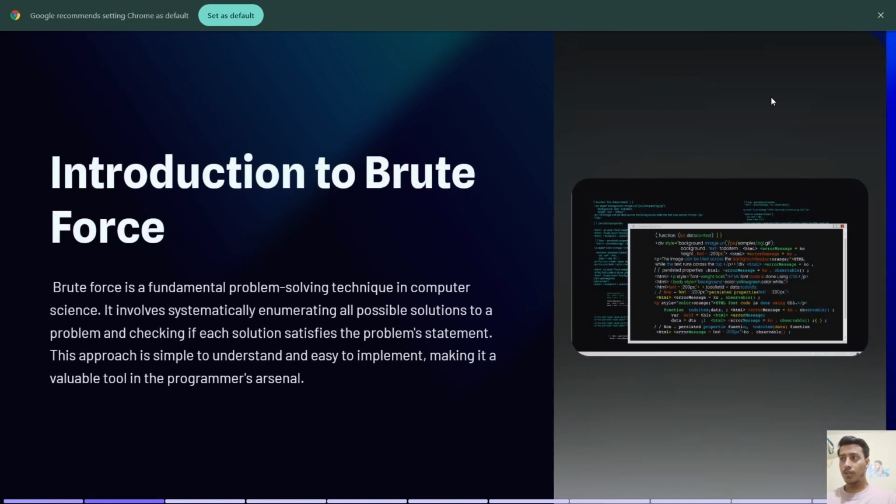So we will look upon brute force. So here is an introduction about brute force. Brute force is a fundamental problem solving technique in computer science. It involves systematically enumerating all possible solutions to a problem and checking if each solution satisfies the problem statement. This approach is simple to understand and easy to implement, making it a valuable tool in the programmer's arsenal.